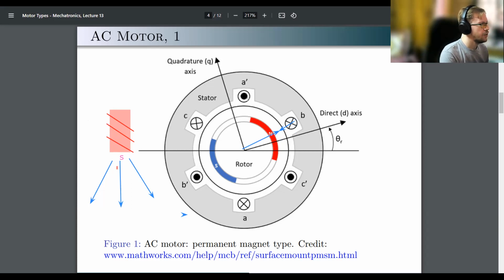Now, we could switch on a different pole, and then the magnet would try to align with this. Then we could switch on a different inductor, and the rotor will try to align with that. So it will kind of move around. It will rotate towards the next pole and the next pole and the next pole, the next coil and the next coil and the next coil.